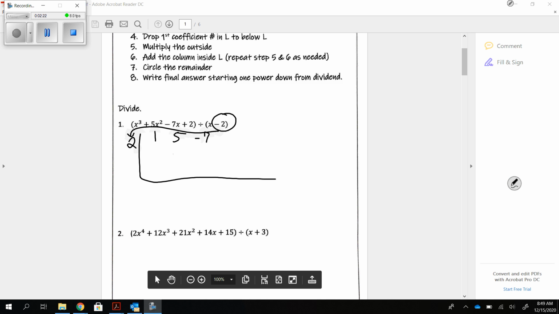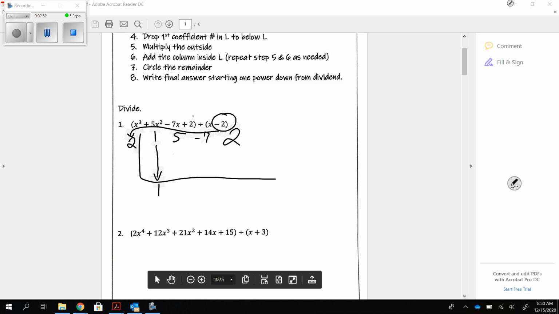So I see, oh, I'm writing the coefficient. Sorry about that, y'all. So 1, 5, -7, and then we see this 2. The coefficient of 2 is 2. All right. Then our next step, it says we drop the first coefficient number in the L below the L. So our first coefficient is this 1. We bring it down here, and it goes right here. That is it. Okay, we're already halfway done.